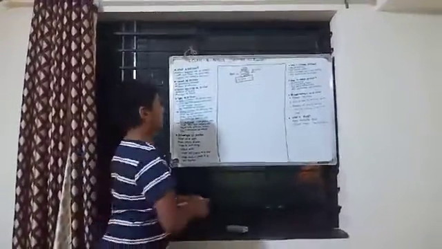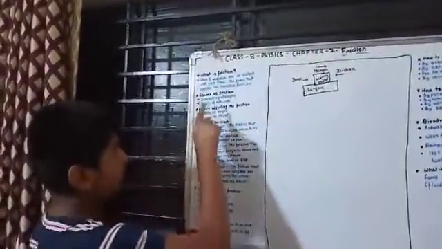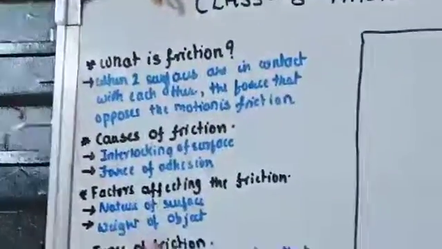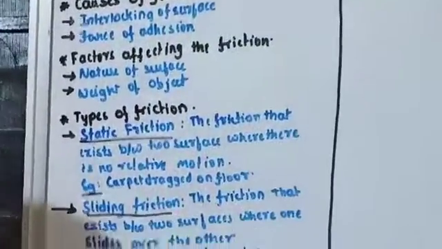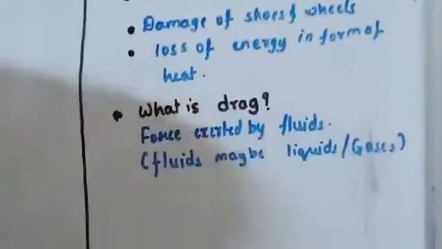Back with class 8 physics chapter 2, which is friction. Now let's see, in this chapter we'll be studying what is friction, causes of friction, factors affecting friction, types of friction, advantages of friction, how to increase friction, how to reduce friction, disadvantages of friction, and what is drag.